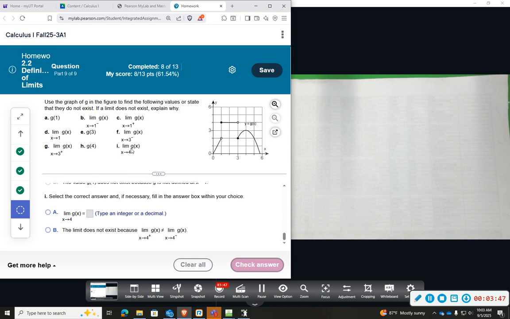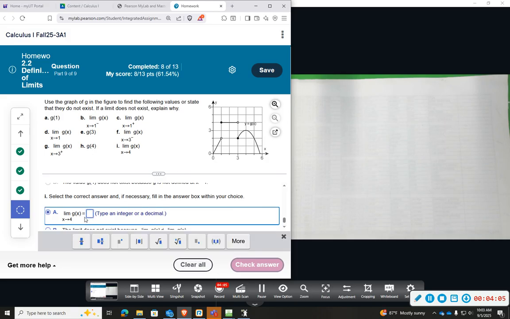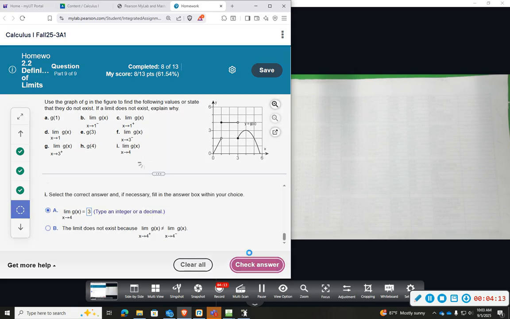And then the final part, we want to find the limit of G of x as x approaches 4. So as we approach 4, here's the point 4. From the left side, we are approaching 4. From the right side, we are approaching 4. They both approach the same value. So we would say the limit of G of x as it approaches 4 is equal to 3. Okay, they're both approaching the same number, left and right.